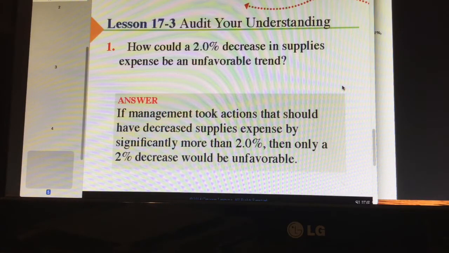So how could a 2% decrease in supply expense be an unfavorable trend? If management took actions that should have decreased supply expense by significantly more than 2%, then only a 2% decrease would be unfavorable.